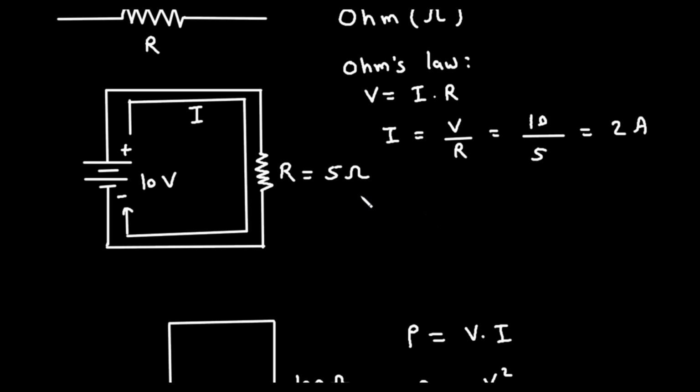Then next is thermistors. Thermistors are resistors whose resistance changes with temperature. Then next is LDR. LDR stands for light dependent resistor. So here the resistance changes with light.